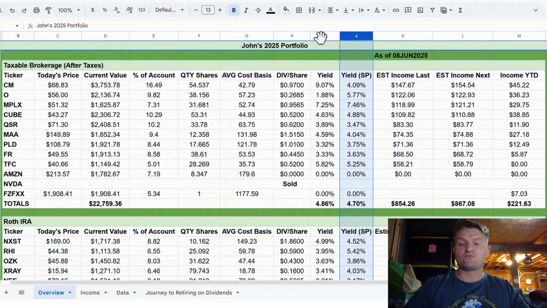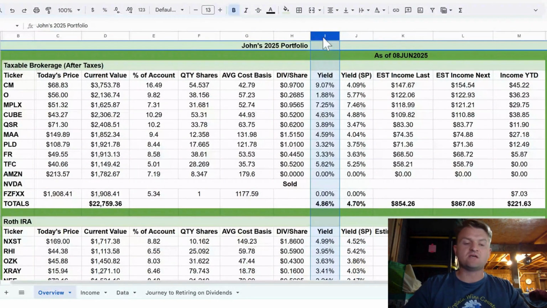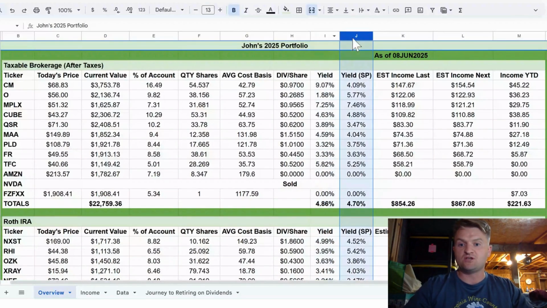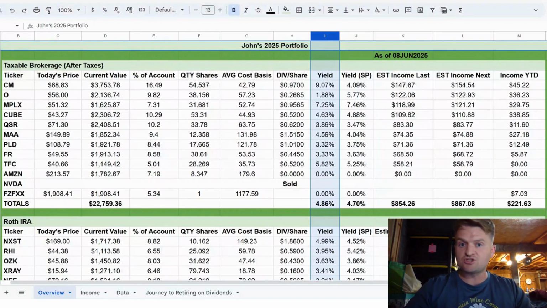Well, after rewatching my video a bunch of times and thinking about accurately presenting my portfolio to you, I realized the yield I had last time, which is actually this yield SP and J, these are pretty much the yields I had last time. They're based off the current share price, not my cost basis. So I base column I now off my cost basis, so I can get a more accurate representation of my actual portfolio yield, not what the stocks could be yielding at the time of filming this video.